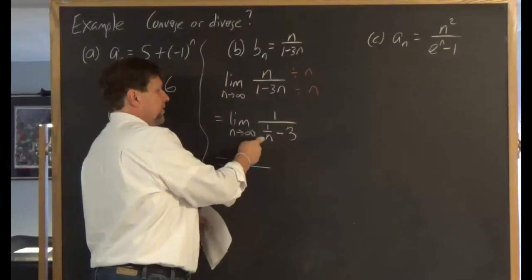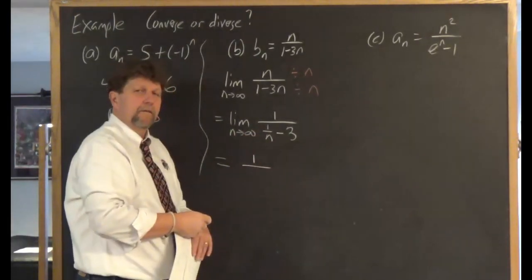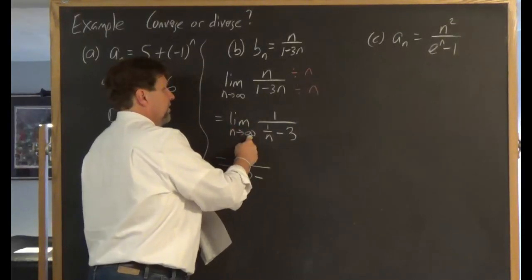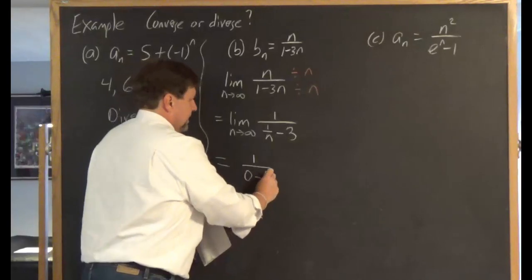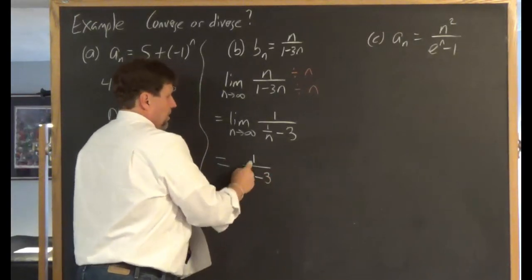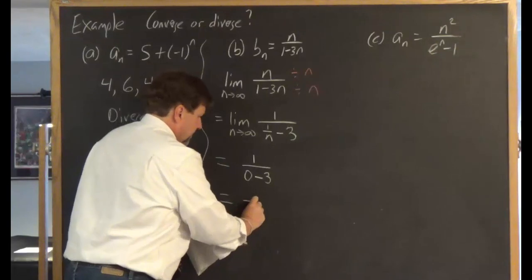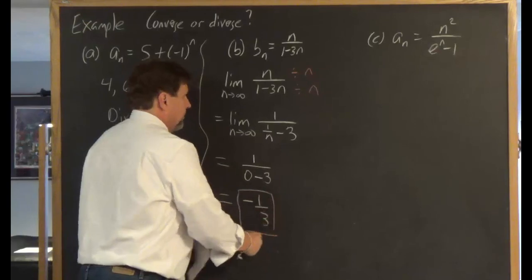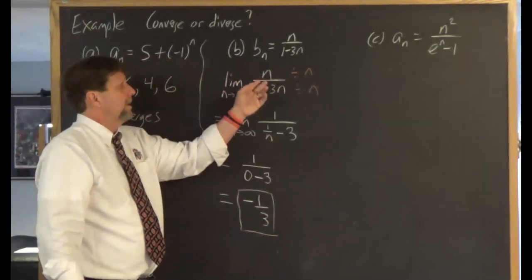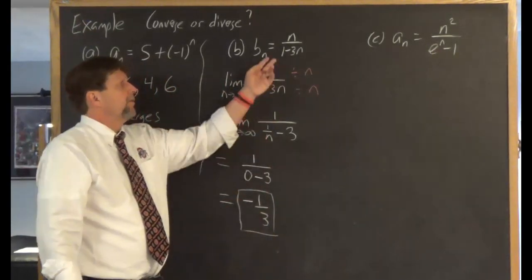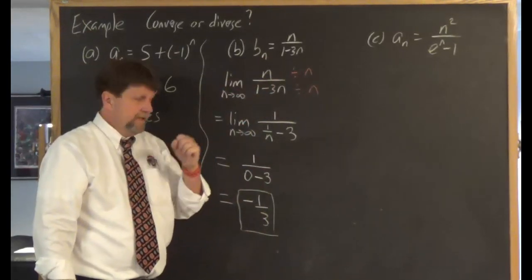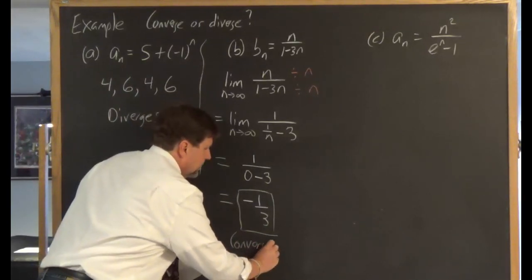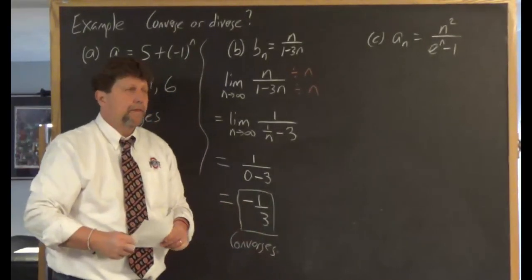The limit as n goes to infinity of 1 over n. Well, that's 0. The limit as n goes to infinity, well, that's a constant. 1 over 0 minus 3 is negative 1/3. So the limit is negative 1/3. So our sequence, we say our sequence converges. The sequence converges, and it has a limit of negative 1/3.